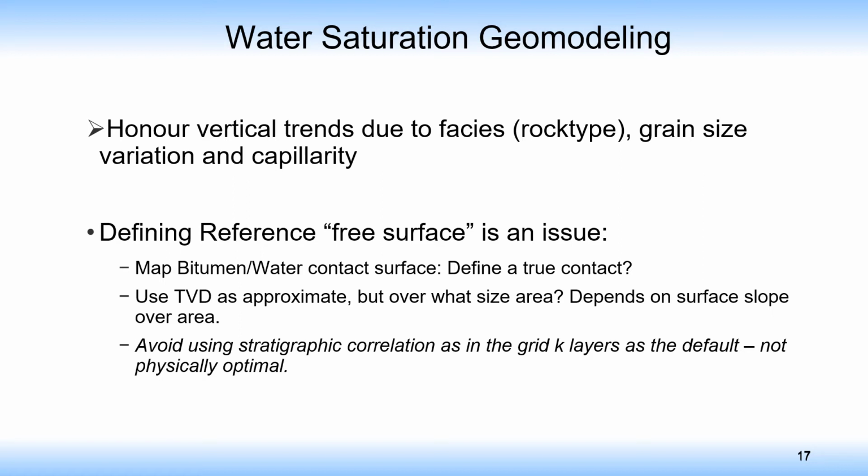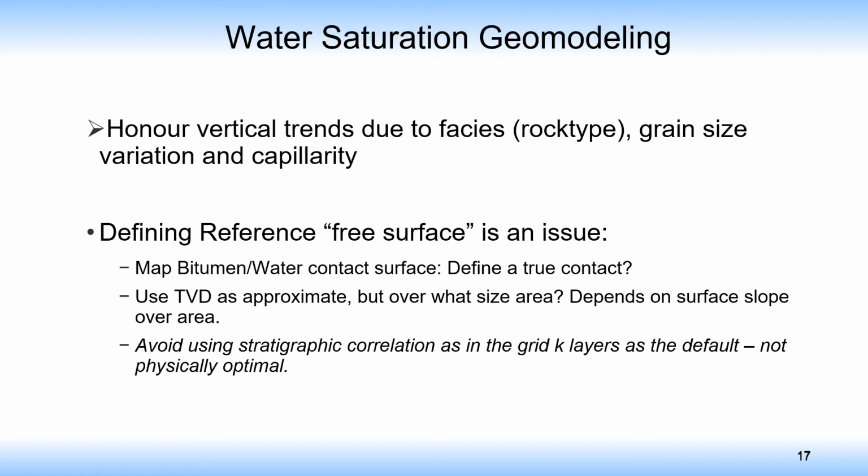There are some tricks depending on which reservoir area you're in. But over smaller areas, you can use TVD. The free surface, the contact surface, is pretty flat, and that is more adequate than using the stratigraphic correlation in the model grid layers, the K layers. So using TVD does depend on the surface slope over the area.